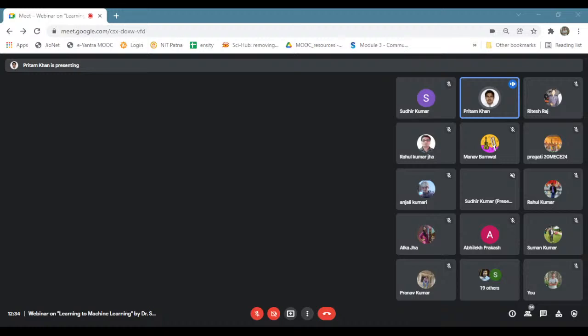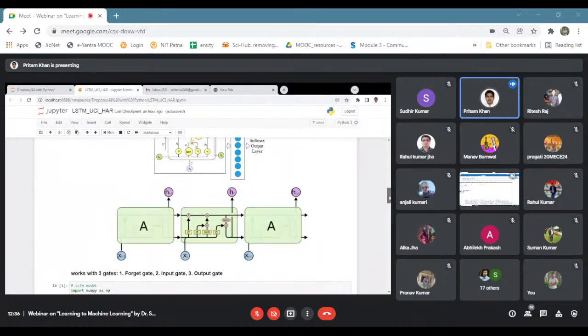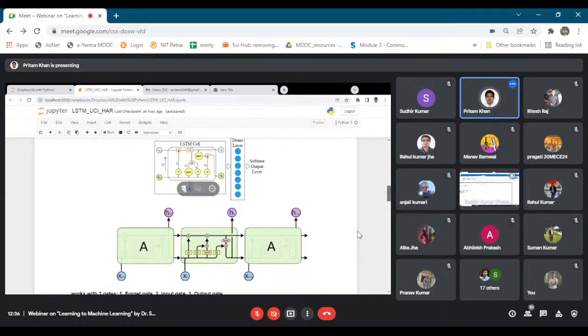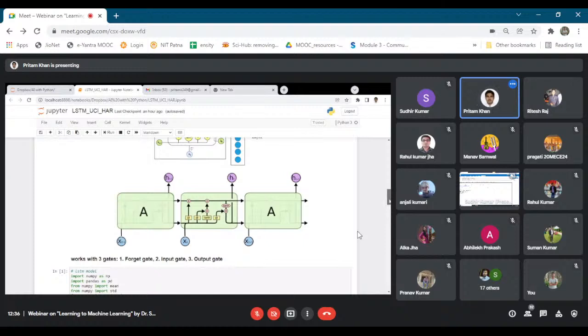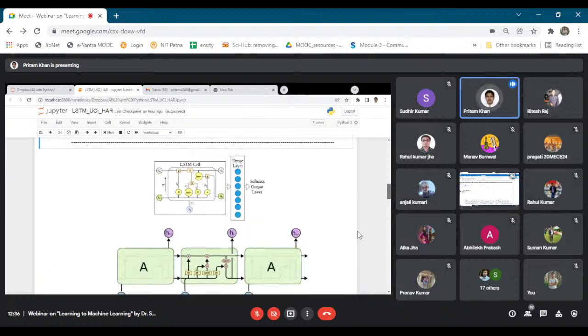Since I have a short duration of time, I'll just be explaining a deep learning model and its application. I have used LSTM, which stands for long short-term memory. There are a number of deep learning models like CNN, LSTM, and GRU. LSTM is actually a subcategory of RNN, the recurrent neural network.